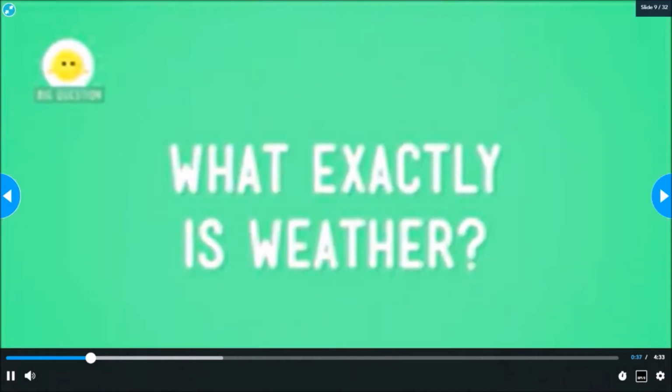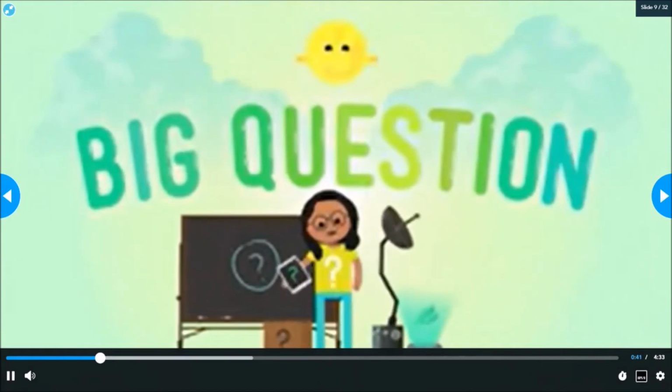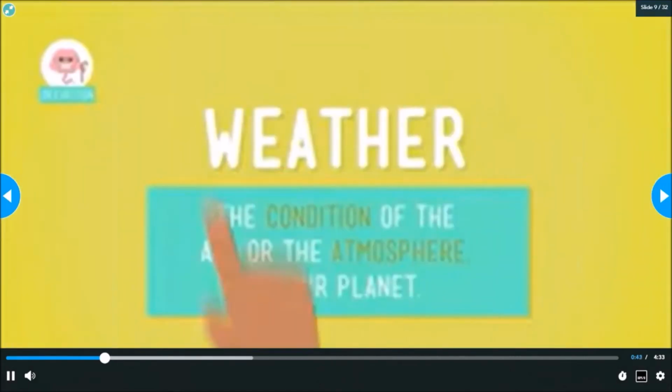Let's start with a big and pretty basic question. What exactly is weather? Well, weather is the condition of the air, or the atmosphere, on our planet. But the thing is, even though there's only one atmosphere on Earth, the weather isn't the same all over the world. There are many different factors that can change the atmosphere in a certain area, and together they determine what the weather is like from one minute and from one place to the next.